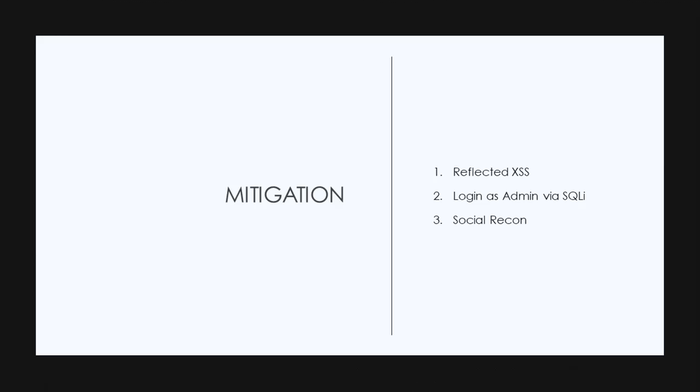For social recon, the best way for Juice Shop to mitigate this issue is through two-factor authentication. This way, even if a bad actor knew the password or a security question answer, a one-time code is still needed to continue.